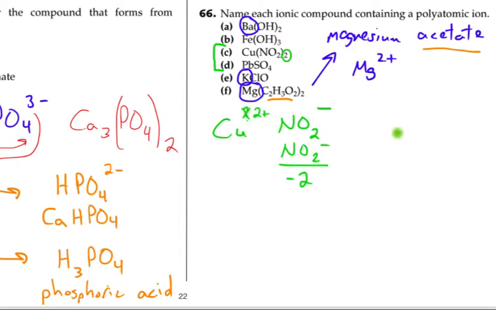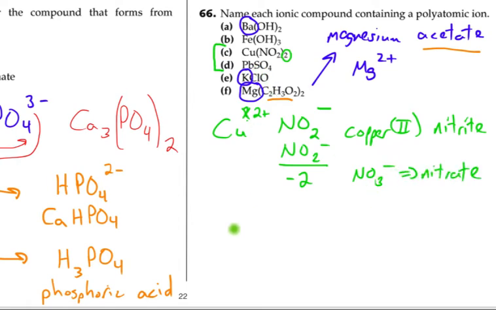+2 state, now we're going to use that as a Roman numeral. Copper 2 nitrite. So nitrite has the 2 oxygens, nitrate looks like that. And the other one with lead, same thing, right? That's a question mark. You got to know your sulfate, -2 charge.